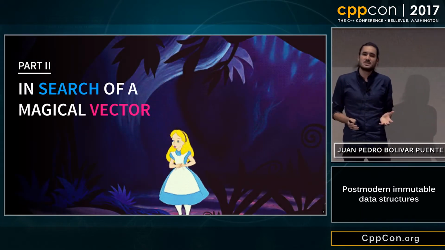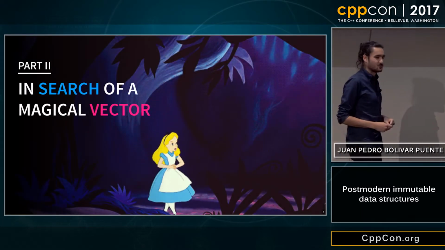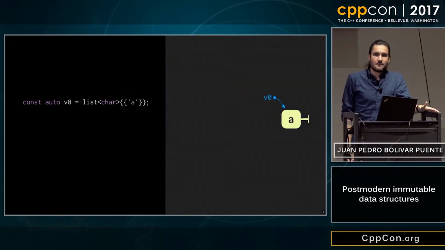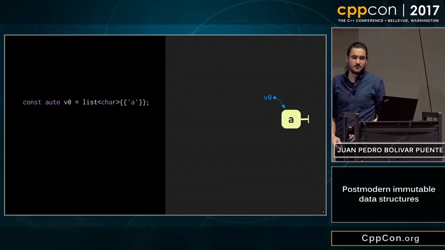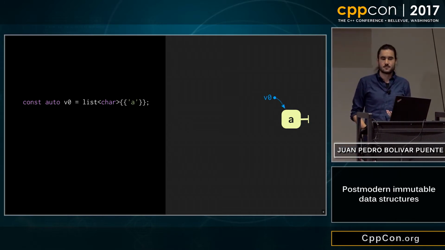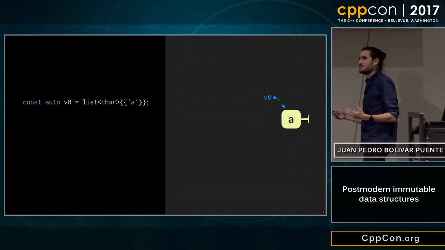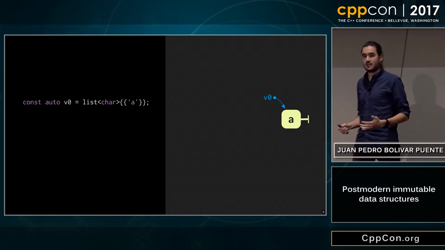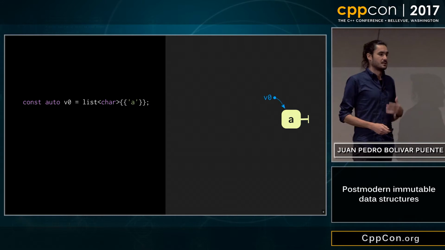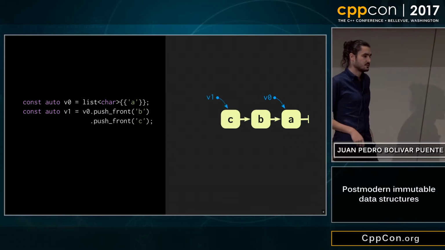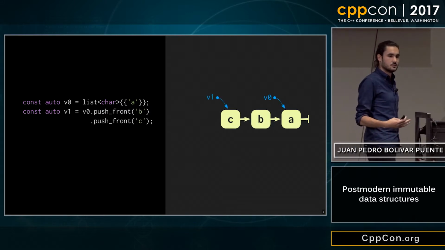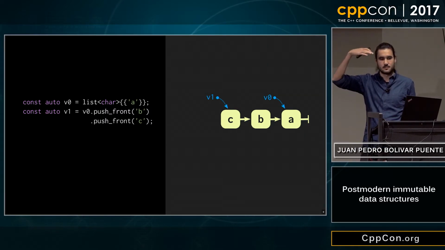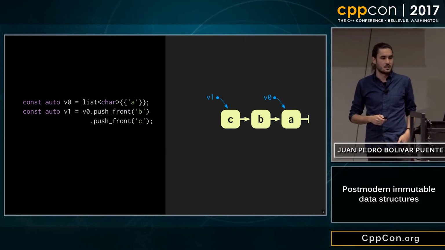So, okay, how do these magical vectors work? And this is going to be the second part of the talk. First, let's try to understand this idea of structural sharing. And the typical persistent data structure that functional programmers use is a linked list, a persistent linked list, where let's say I have a linked list with one element. Now I can create another version by pushing two elements in it. And I get these new nodes with these links.